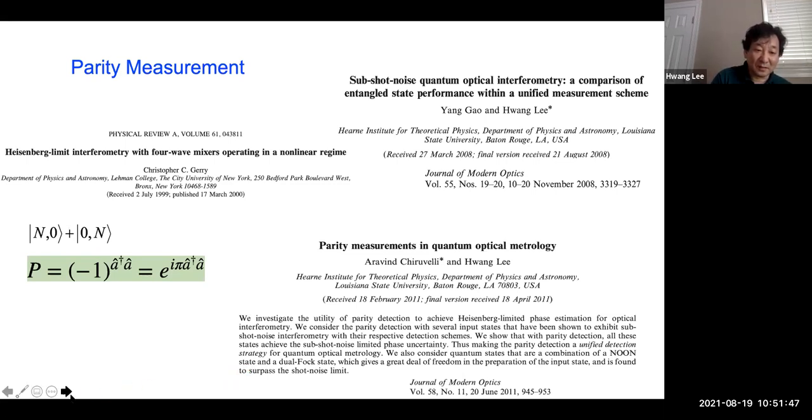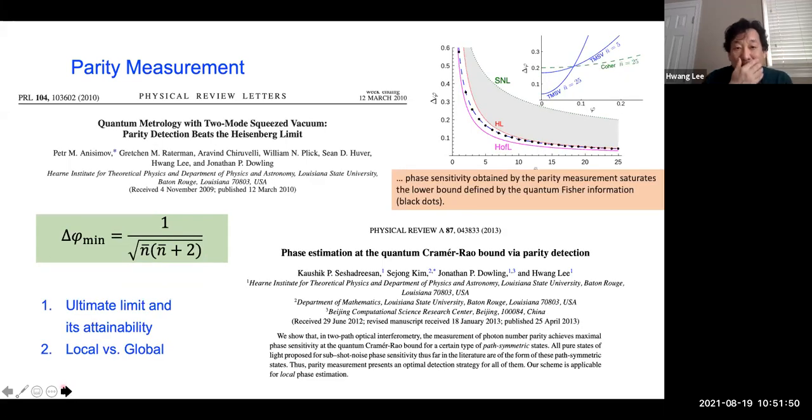Okay, so far so good, but this applies also to beating the Heisenberg limit with the two-mode squeezed vacuum input state. So beating the Heisenberg limit looks more like this. And then the question of the ultimate limit arises. So it beats the Heisenberg limit, but what is then the ultimate limit? And the ultimate limit is this. This is the quantum Cramer-Rao bound.